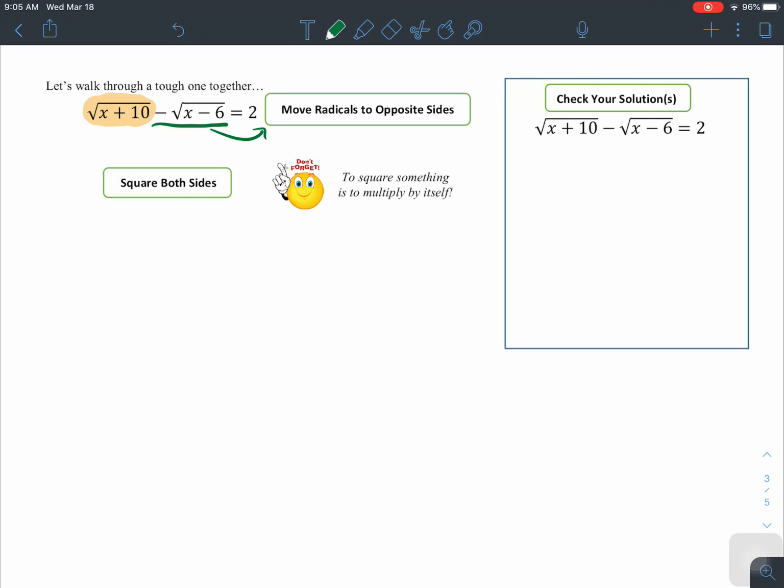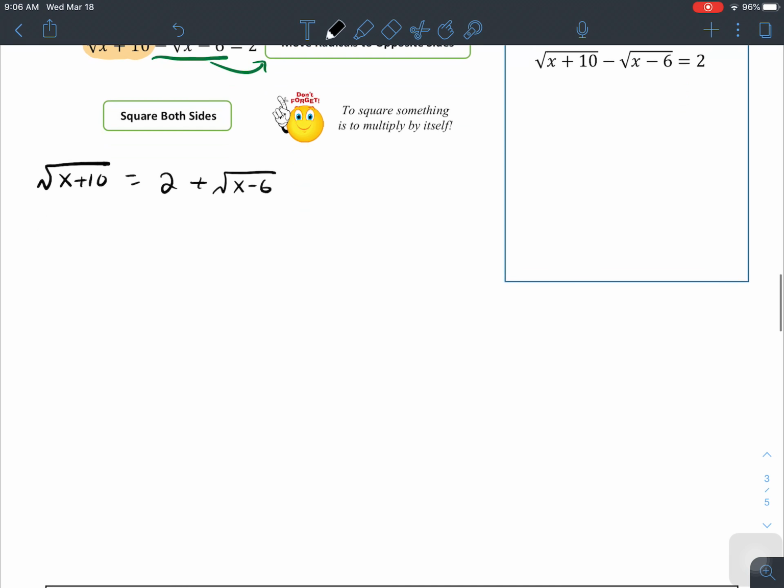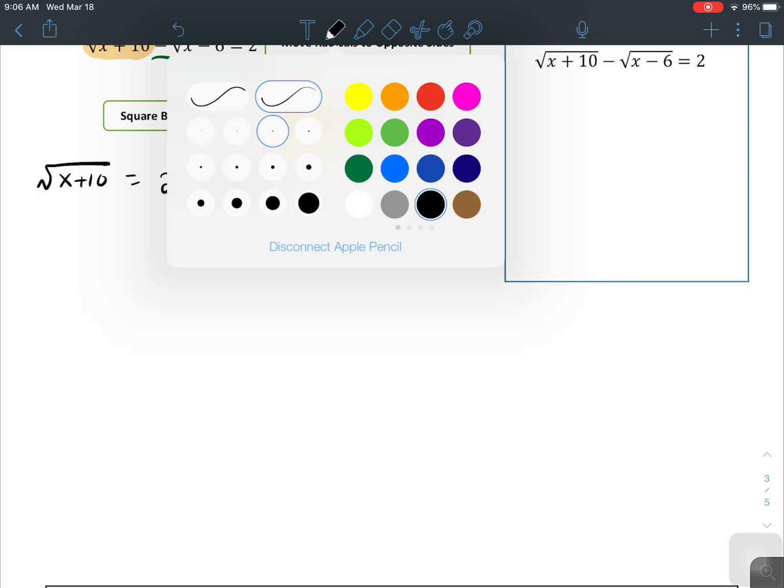to the opposite side. The same way I would move any object, I'm going to do the opposite operation for it. So I'm going to keep this square root of x plus 10. But I'm going to move this minus square root of x minus 6 to the other side by adding. So I'm going to do 2 plus square root of x minus 6. Well, a little more complicated looking.